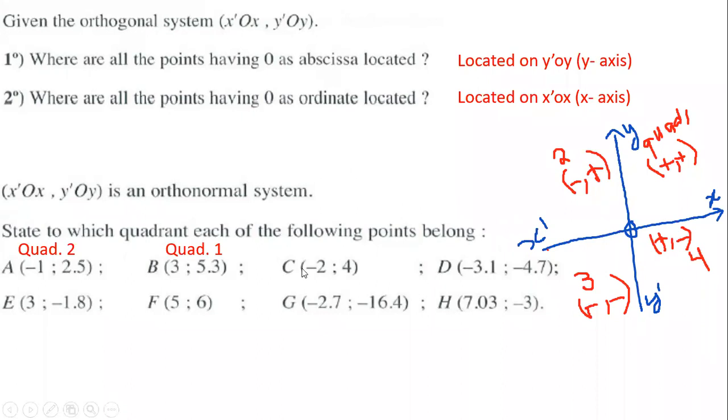Reem, point C -2, 4. So it has negative abscissa, positive ordinate. Where does it belong? Quadrant 2. Yes, quadrant 2. Thank you. Lien Khalife.